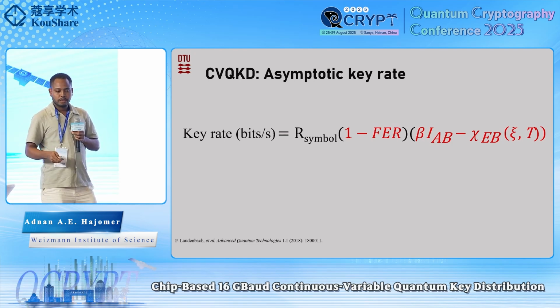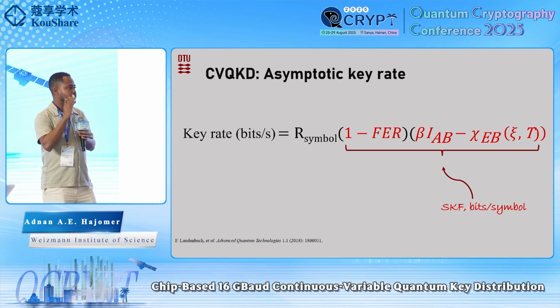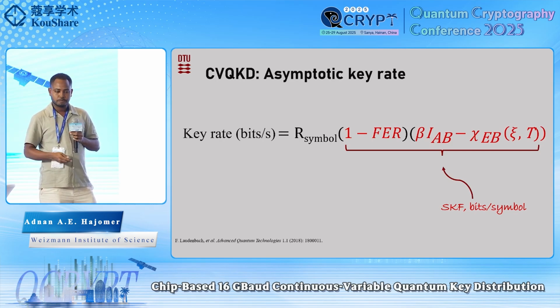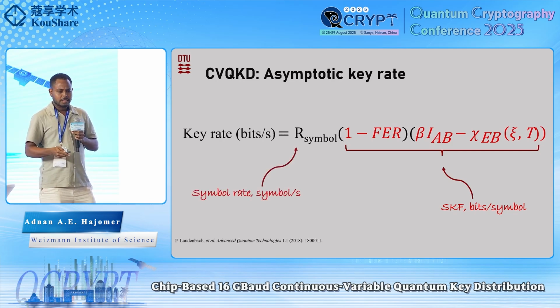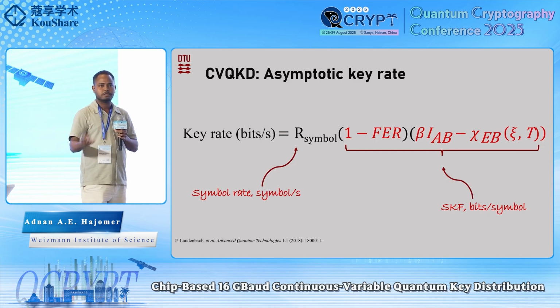This formula can be divided into two parts. The first part we call the secret key fraction, which tells us the information advantage of Alice and Bob over the eavesdropper, which is basically in bits per symbol or bits per channel use. And the second part is the repetition rate or the symbol rate of the system.